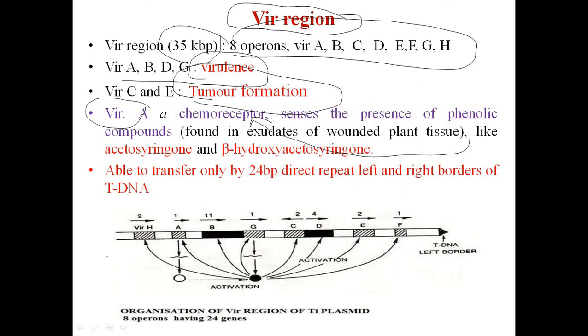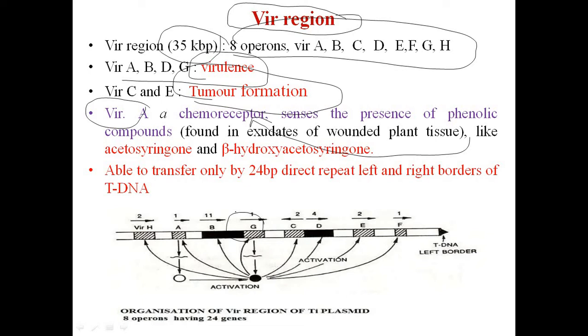Then this Vir A region gives the signals to other genes like G and the remaining genes, that is C, D, E, F. So it is an activator. Vir A is a chemoreceptor or activator, from which other genes are activated.